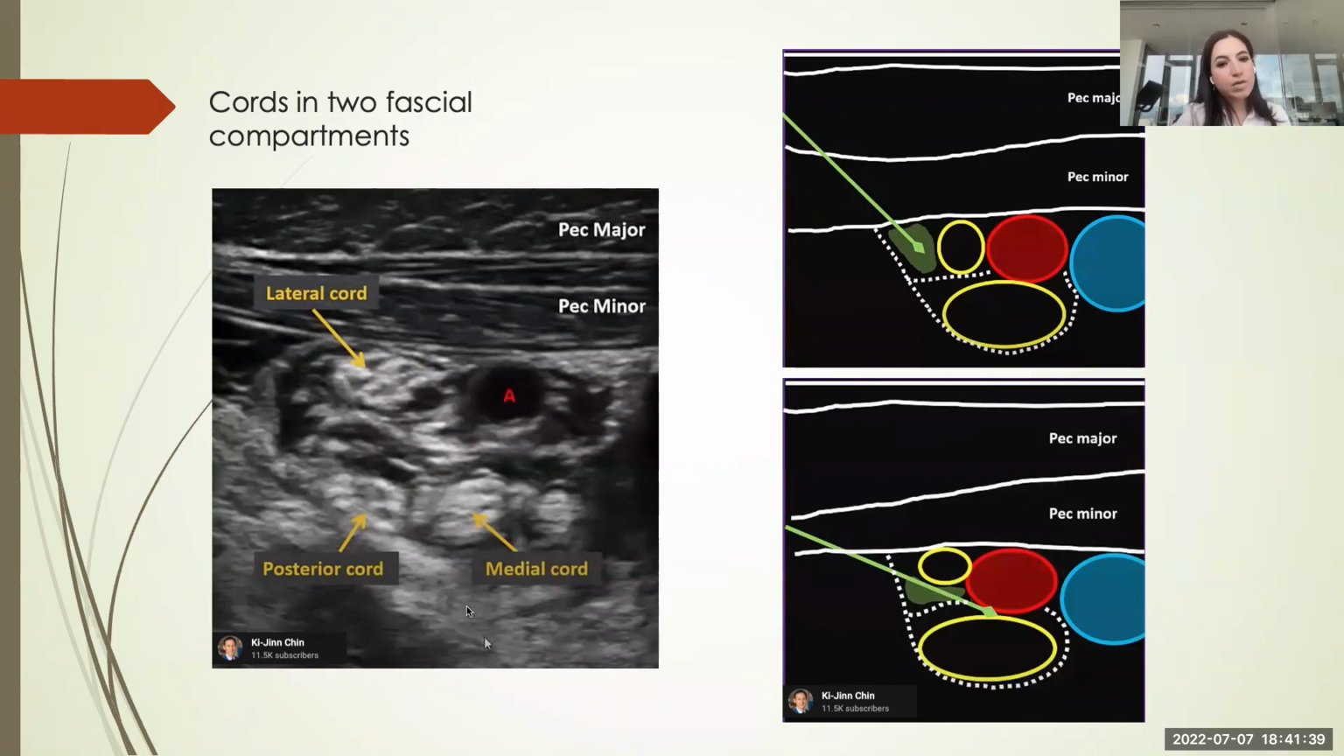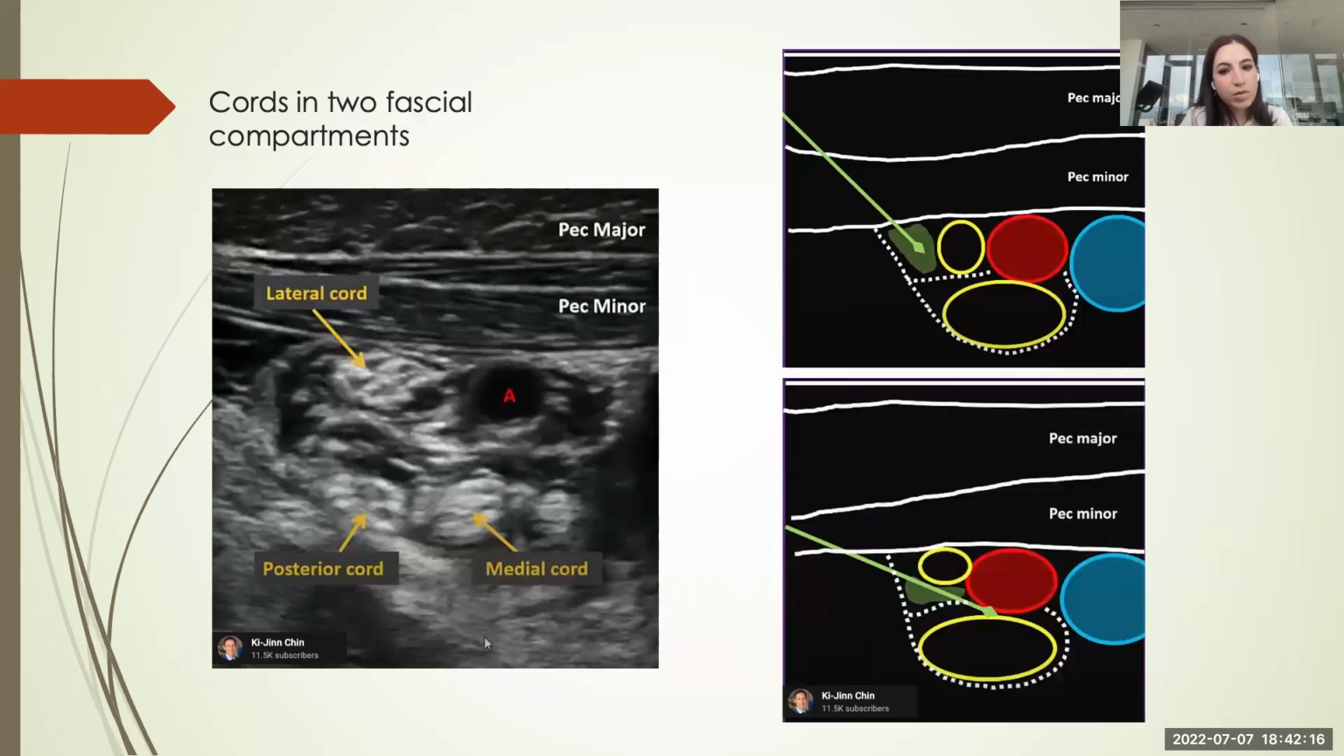One important thing to note when looking for spread in this area is that the brachial plexus is divided into two fascial compartments. This image here on the left is a post-injection image that helps us visualize these compartments. You can see the lateral cord contained within its own compartment. And deep to that, you can see the medial cord and the posterior cord, and they seem to share a larger compartment. In order to achieve a successful block, you do need to deposit local anesthetic in both compartments.